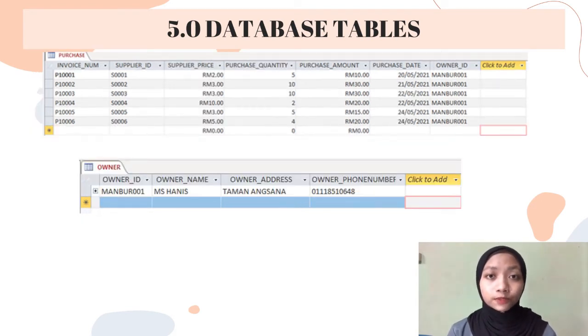The sixth table is purchase table. The attributes are invoice number, supplier ID, supplier price, purchase quantity, purchase amount, purchase date, and owner ID. The primary key is invoice number and the foreign key is owner ID. Purchase table is linked between supplier table and owner table. And the last table is owner table. The attributes are owner ID, owner name, owner address, and owner phone number. The primary key of the owner table is owner ID.